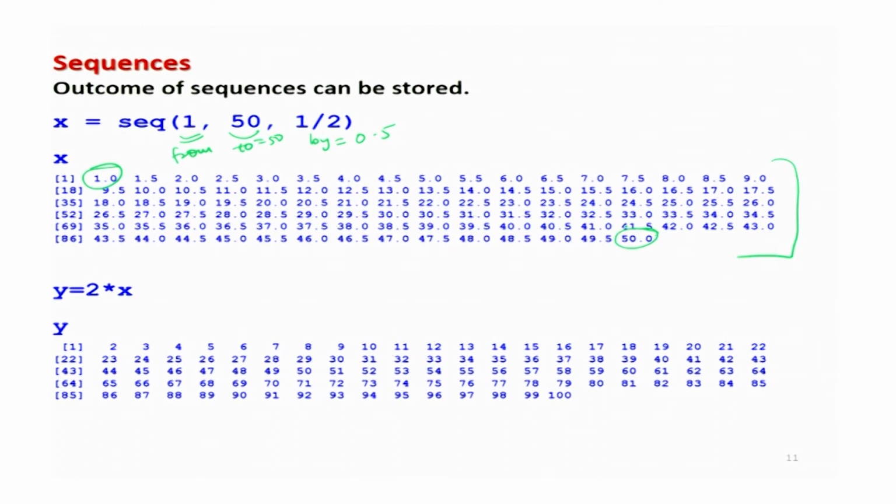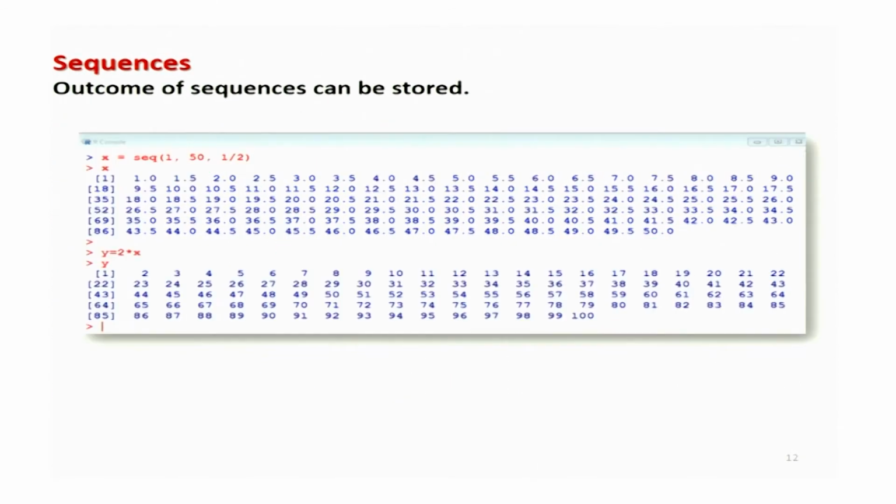Now I multiply all the values in the sequence by 2, and I store them in a new variable y. So I write y is equal to 2 into x. You can see that all these values are multiplied: this is the value 1 which is multiplied by 2, this is 2, and similarly this is the value 2.5 which is multiplied by 2, this gives you the value 5. And finally this 50 value is multiplied, and this is 100. So you can see the outcome of the sequence can also be stored in some variable, and this is the screenshot of the same operation.